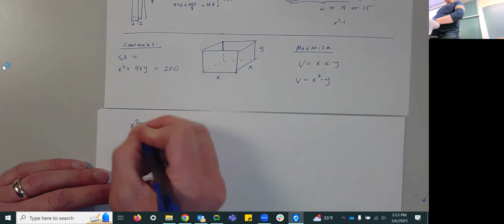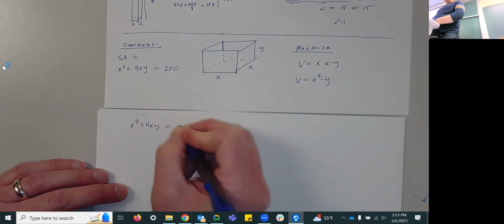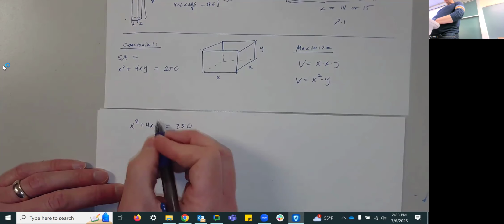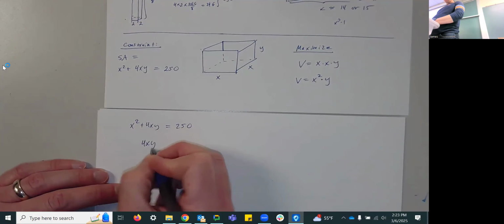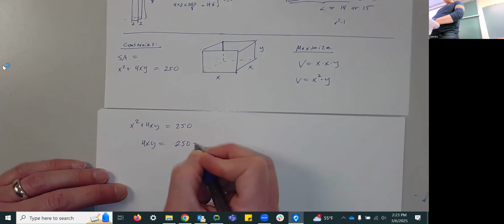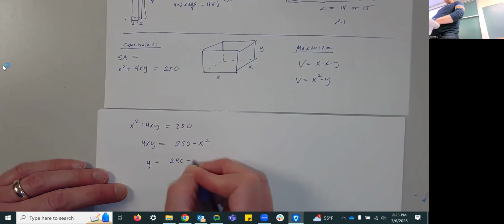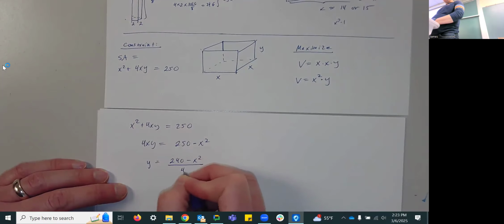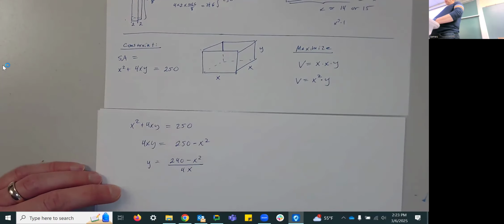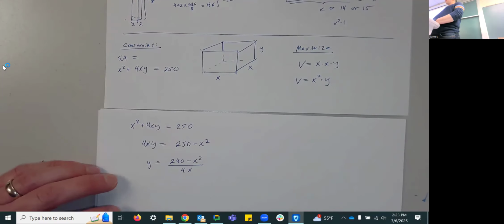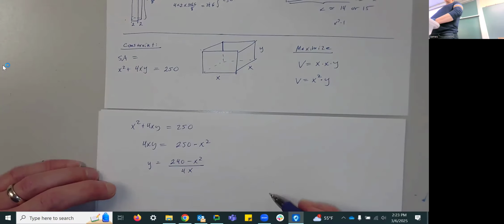So for x squared plus 4xy equal to 250, isolating y, we have 4xy equal to 250 minus x squared, and then y is equal to 250 minus x squared, all divided by 4x. Normally I'd simplify, but let's wait because we're going to plug this into the other equation and see what happens.